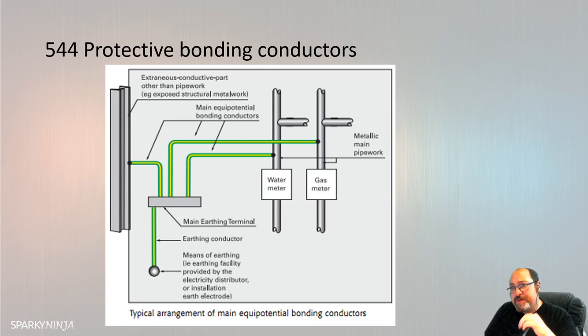So a lot of people go, oh, this bonding's 10, bonding's 10, bonding's 10. It depends on the earthing system. All right. So you can't just say, oh, that earth needs to be 10 mil if it's 6 mil. If it's a TNS or a TT, it's fine.